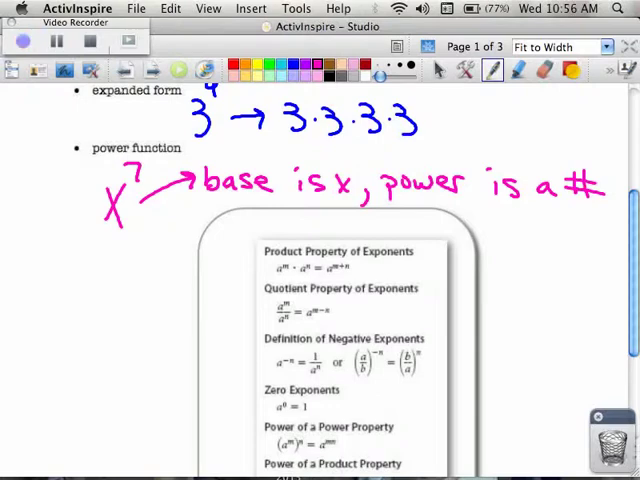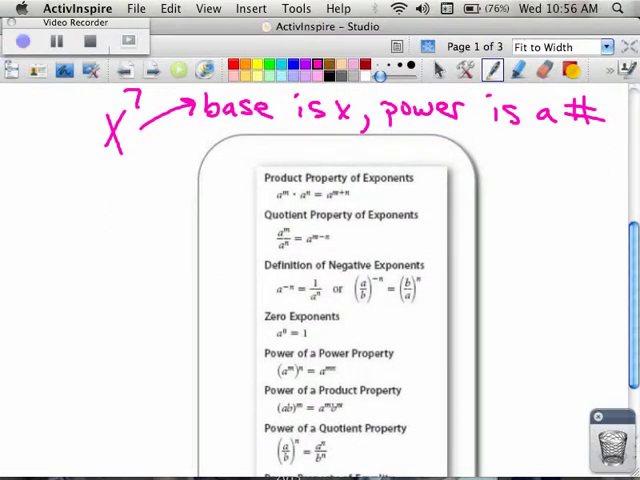There are a lot of rules that are associated with exponents, and they have all those rules listed here in this box. I thought it might be good for us to see examples of each one. So right next to each property, I'm going to show you an example. Let's look at the first one.